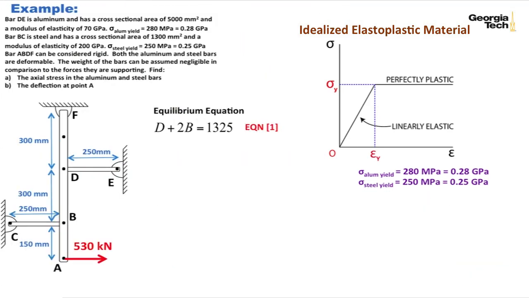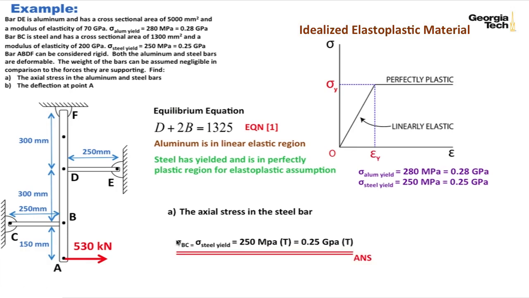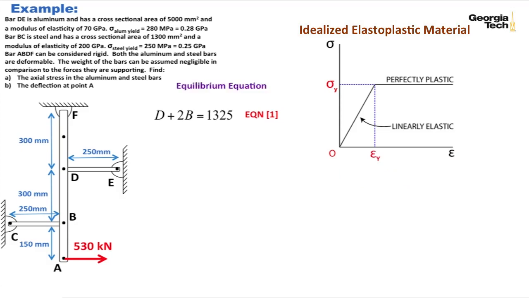And so here's our equilibrium equation. We know that aluminum is in the linear elastic region, but the steel has yielded, and we're going to say that it's in the perfectly plastic region for the elastoplastic assumption. And so now we can find the axial stress in the steel bar, because we know that it's going to have a stress that's equal to the yield stress, or 0.25 gigapascals. And so we've got 0.25 gigapascals or 250 megapascals is all that the steel is going to be able to hold. Okay, so there's my equilibrium equation.